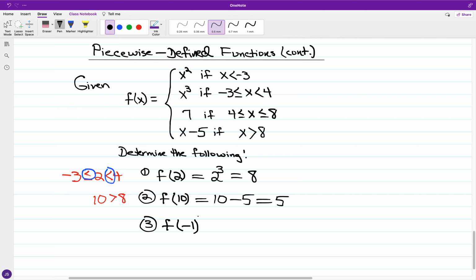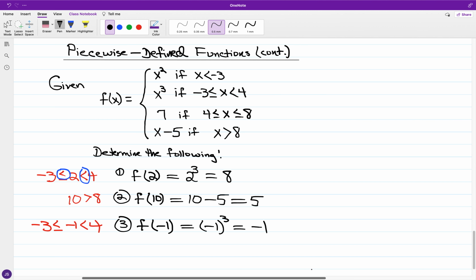And for f of negative 1, it doesn't belong here nor here. But negative 1 does fall between negative 3 and 4, just like the number 2 did. So to say that negative 3 is less than or equal to negative 1, which in turn is less than 4, that's going to be true. And so with the negative 1, just like 2, we're going to give it the cubic treatment. So f of negative 1 is equal to negative 1 to the third, and negative 1 cubed comes out to minus 1.